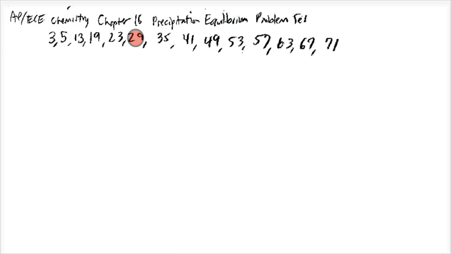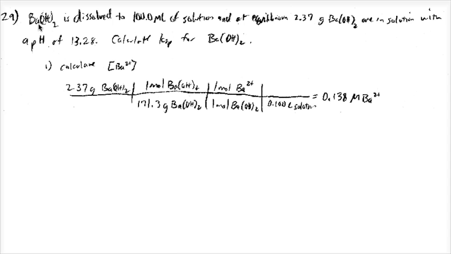Problem 29. In problem 29, you're told that you dissolve some barium hydroxide in 100 milliliter solution, and then at equilibrium you're able to get 2.37 grams into the solution, and it has a pH of 13.28. You're asked to then calculate the Ksp of Ba(OH)2. To calculate Ksp, you must know the concentration of the barium ions and also the hydroxide ions. So calculate first the concentration of the barium ions. Use mole to mass ratios and find out that since you have 100 milliliters, you'll have a 0.138 molar solution of the barium ion.